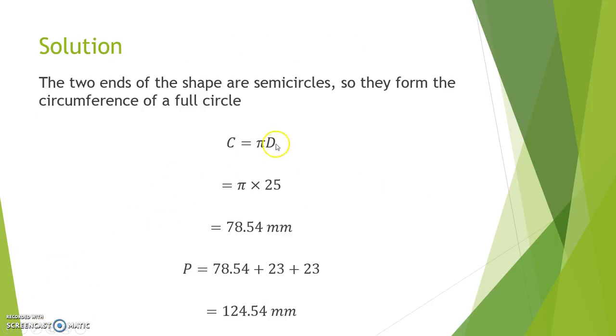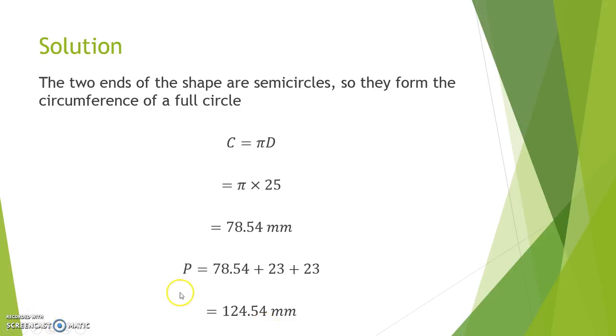So for the circle, it's pi times diameter, like we talked about. And the diameter is 25. So pi times 25 is 78.54. And then we have the two sides from the top and bottom of the rectangle, 23. So we add them up. Perimeter equals all the sides on the outside added together. So there's our circle's circumference plus 23 plus 23 equals 124.45.